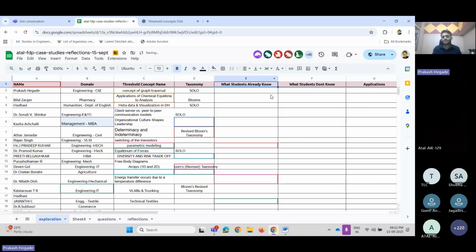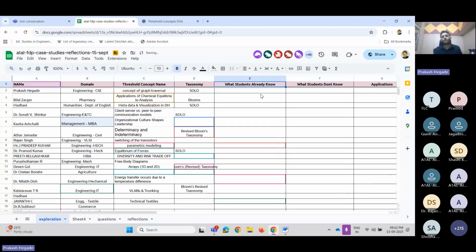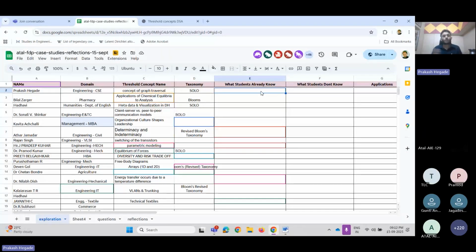Okay, so let's come to this main part of what students already know. Now see, remember threshold concepts. It's something about changing, or it's transformative. But we know that our students already know certain things relevant to this concept. We don't want this to be a technical perspective. I want you all to think about a non-technical perspective.